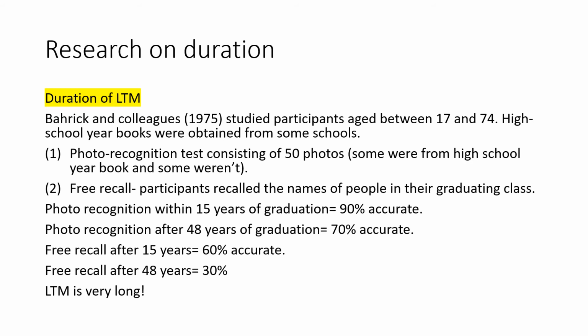Now, when we look at the different accuracies and how many years after, some students get confused with this because the participants are aged between 17 and 74. I've had a look at the academic paper for this, and in terms of 17, they were actually tested 2 weeks after. Because that first one, photo recognition within 15 years of graduation, could be 2 weeks after, 4 weeks after, but they were tested from 2 weeks after up to 15 years, so within that time.